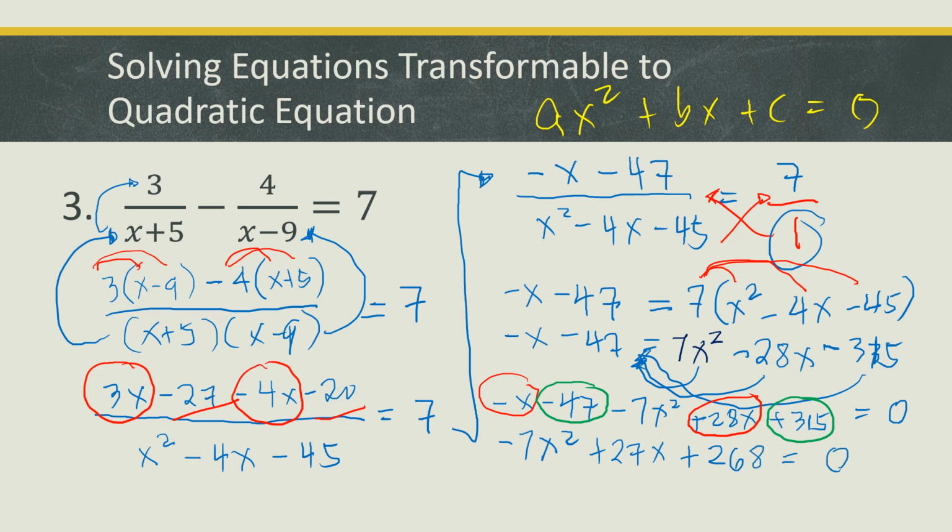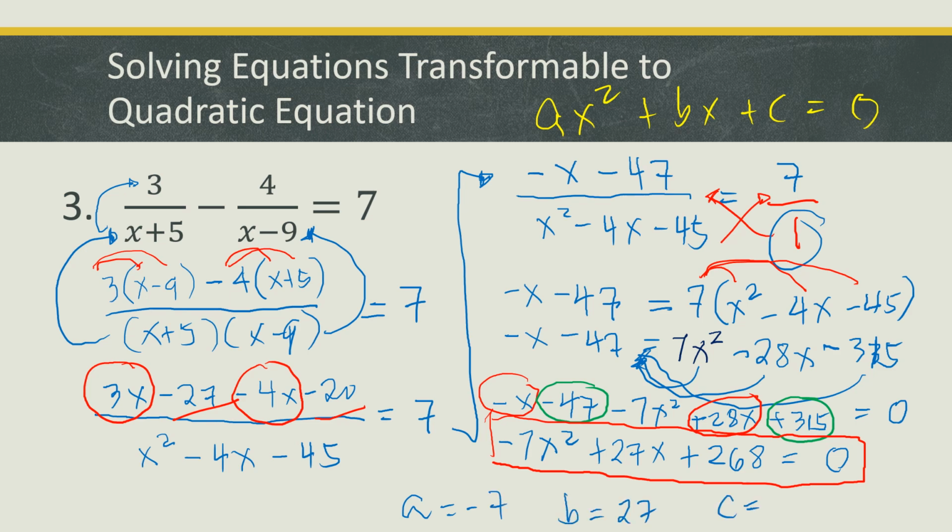This is now our quadratic equation. And you can solve this quadratic equation using the quadratic formula, that we have to know the values of a, which is negative 7, b, positive 27, and c, 268. And that is how we're going to transform an equation to a quadratic equation.